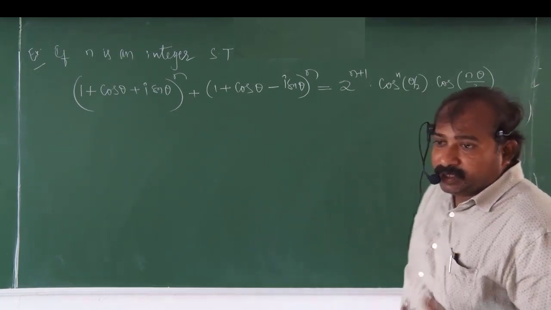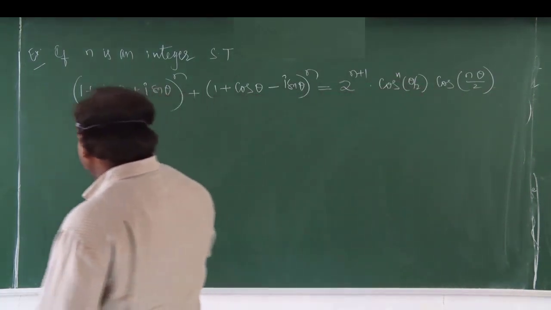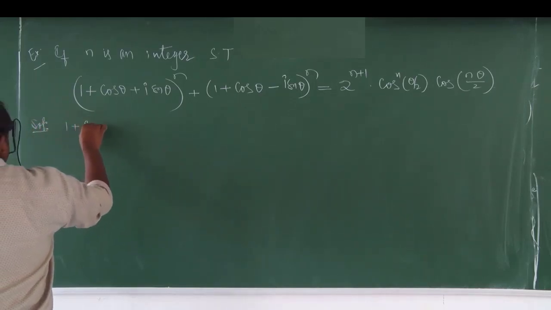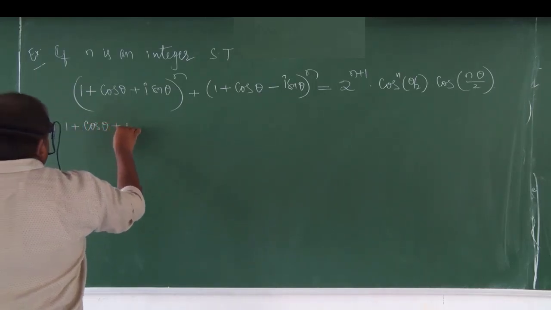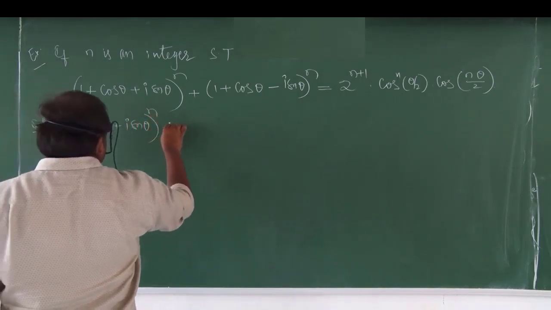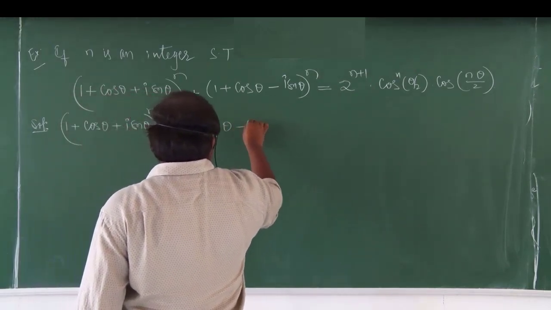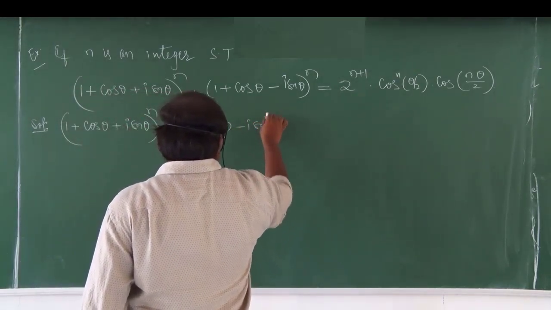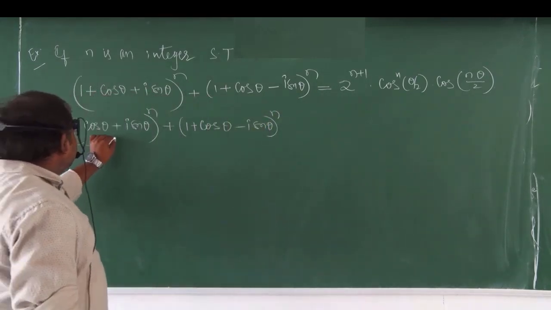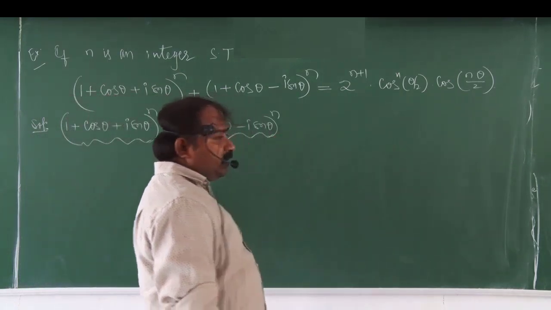This is also an application of De Moivre's theorem. So how you can proceed, listen all of you. Here the given value is (1 + cos θ + i sin θ)^n plus the next value (1 + cos θ − i sin θ)^n. This is the value. So here 1 + cos θ + i sin θ, and here it is 1 + cos θ − i sin θ.